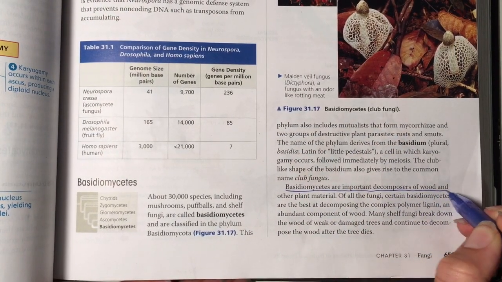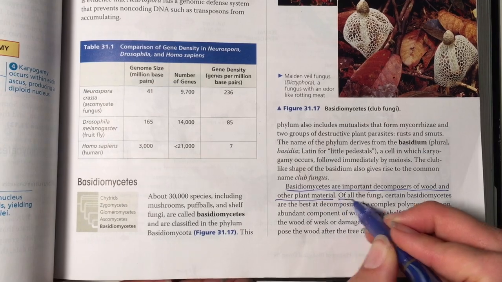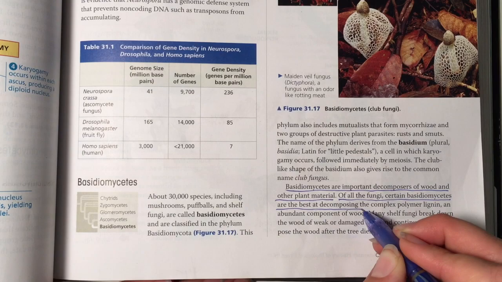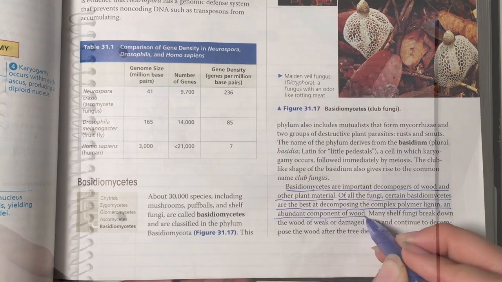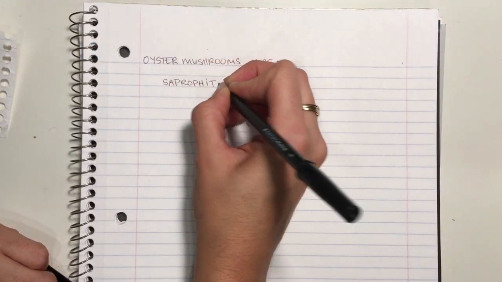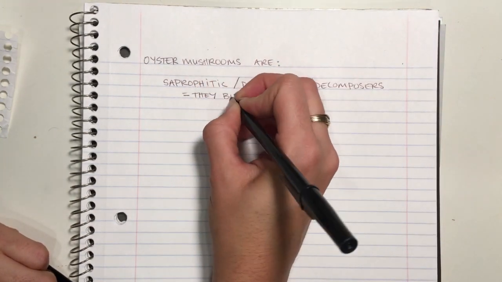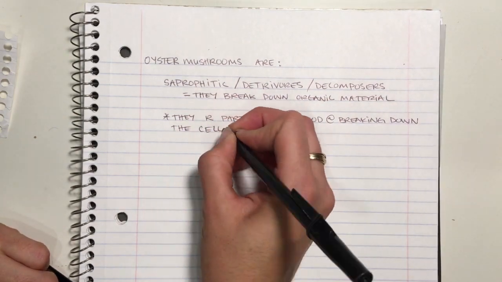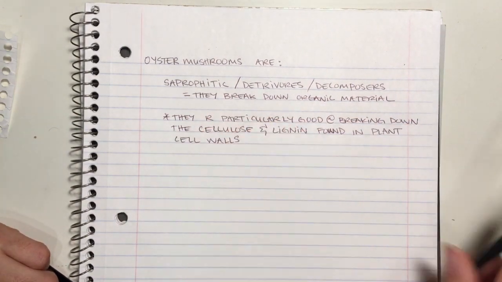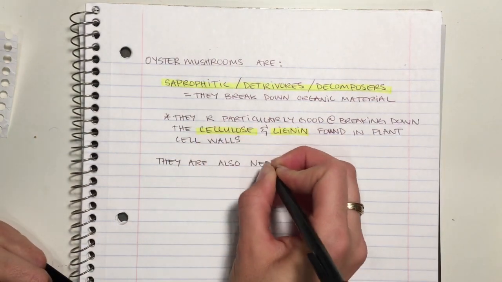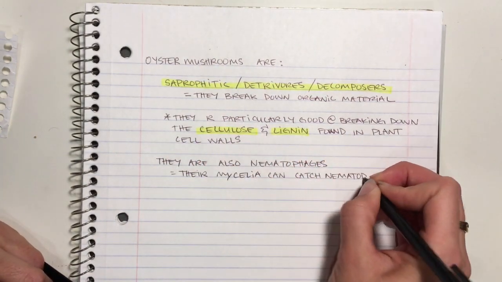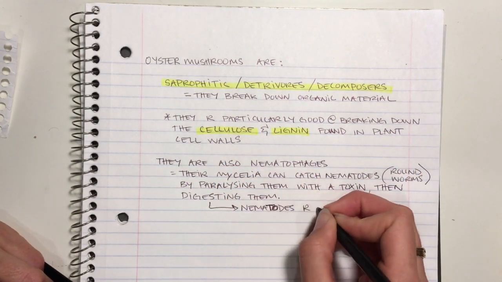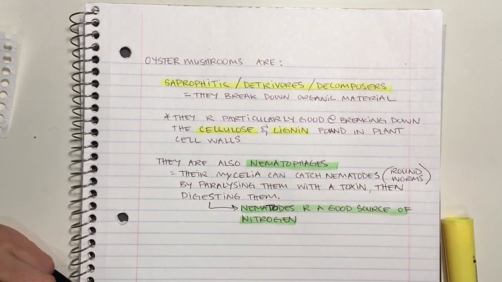Basidiomycetes are important decomposers of wood and other plant material. Of all the fungi, certain basidiomycetes, like oyster mushrooms, are the best at decomposing the complex polymer lignin, an abundant component of wood. Oyster mushrooms are saprophytic detritivore decomposers, which means they break down organic material. They are particularly good at breaking down the cellulose and lignin found in plant cell walls. They are also nematophages. Their mycelia can catch nematodes, roundworms, by paralyzing them with a toxin, then digesting them. Nematodes are a good source of nitrogen for the oyster mushrooms.